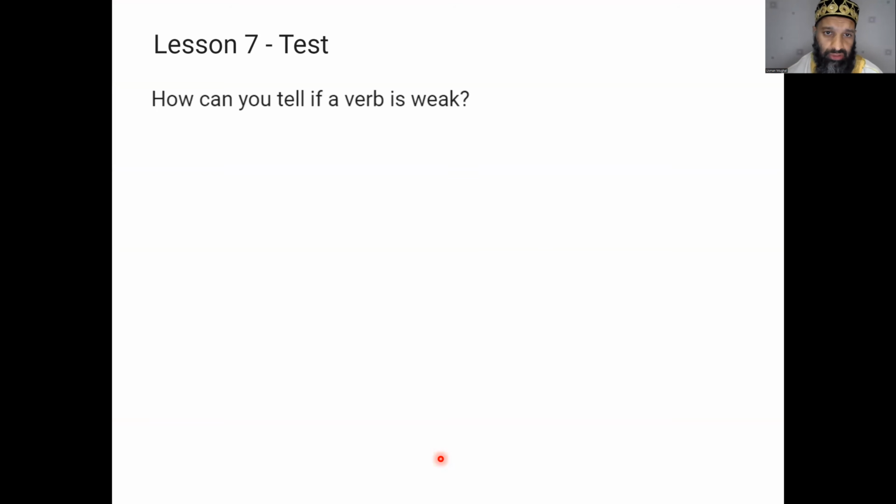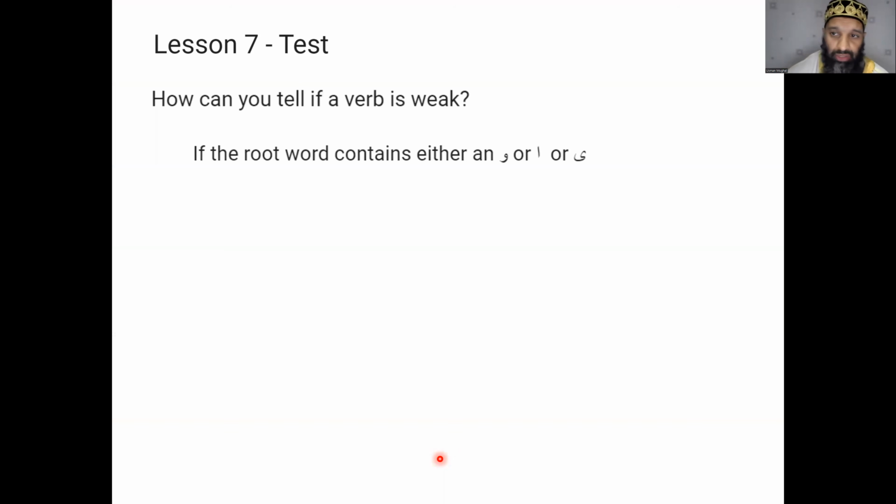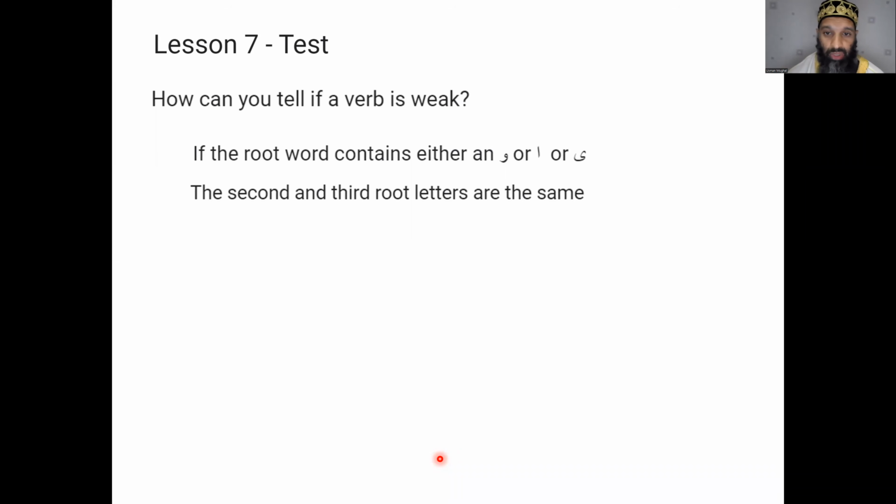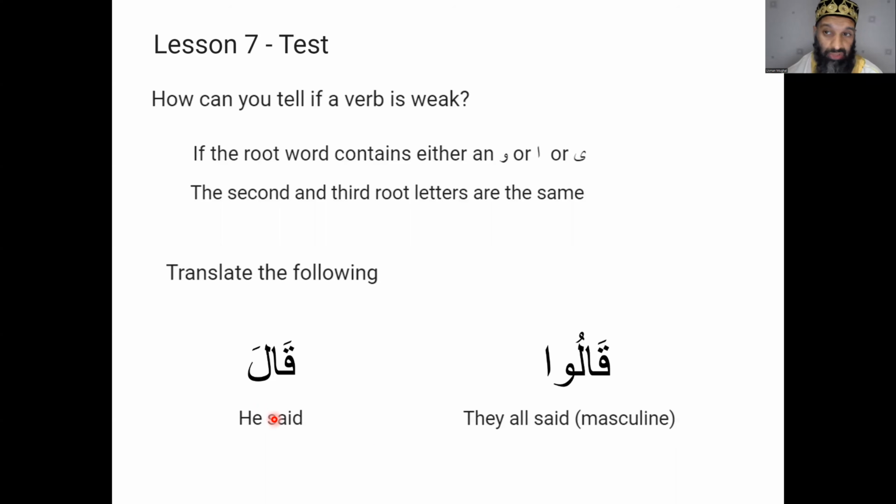So the test, again, just repeating so that the more things are repeated, the easier it becomes to remember. So a weak verb is a verb that has alif, waw, or ya, and or the second and third root letters are the same. Translate the following. So again, just a matter of learning this, okay?